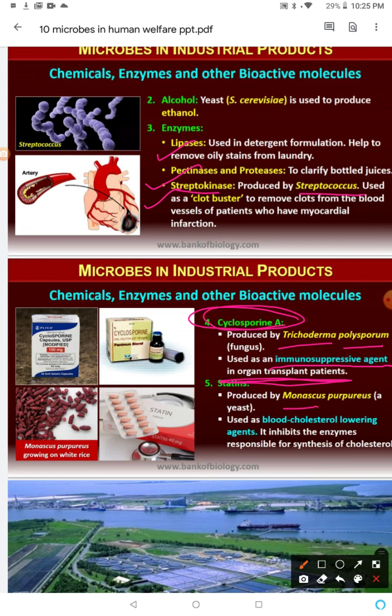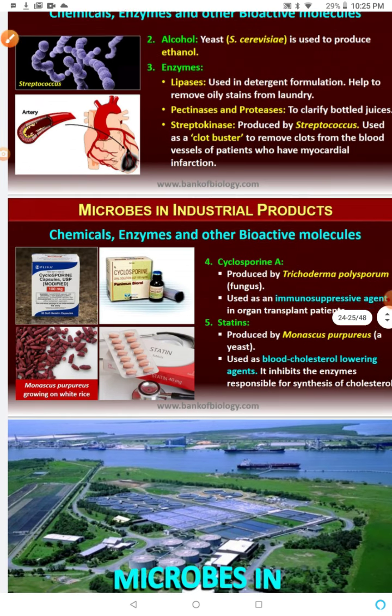These are produced by Monascus purpureus, a yeast, and it is used as a blood cholesterol lowering agent. It inhibits the enzyme responsible for the synthesis of cholesterol. So statins and cyclosporin A are the chemicals which are used as an immunosuppressive agent and a blood cholesterol lowering agent.